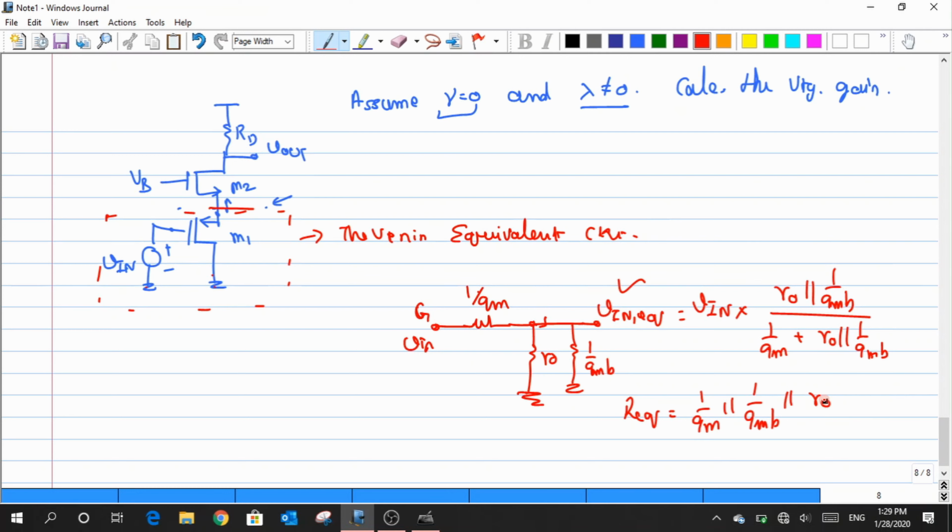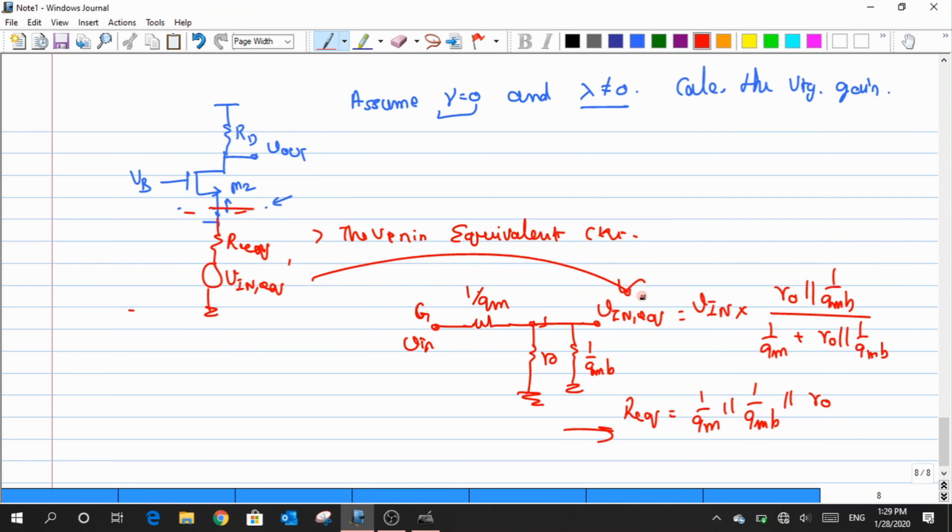Okay, so what I can do is replace the bottom structure with a resistance R equivalent whose value is defined here, and the value of V in equivalent whose value is defined here. Okay, and we have already discussed the gain expression for this. So utilize that and try to extract the gain expression of it.